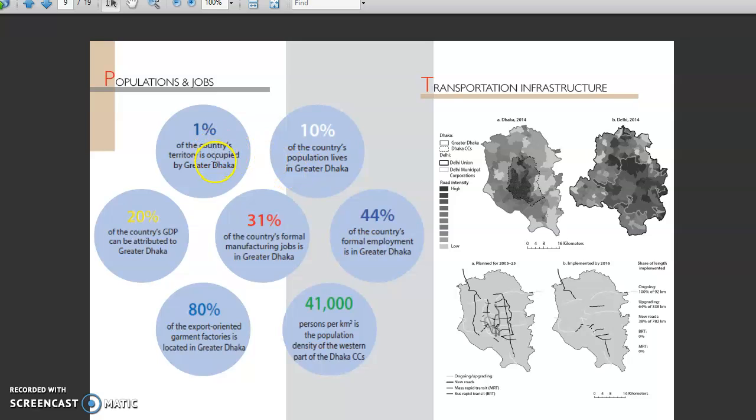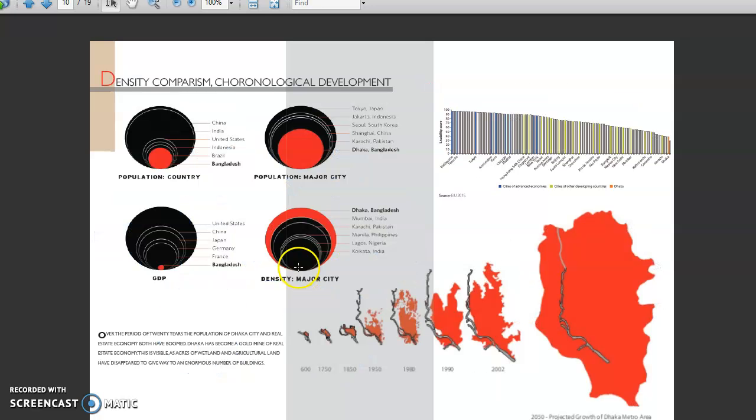There is some public population and job analysis, like more than 41,000 people living per square kilometer in this city, so it's a very crowded city. It's also a good challenge for me to design this space for public needs and public facility. This is the transportation infrastructure system compared with other states in Asia or outside of Asia. This is the road networking pattern. And here is the density analysis and the chronological development analysis. If we see the last 20 years, the land use pattern has increased dramatically.